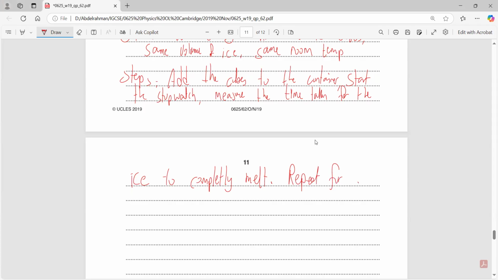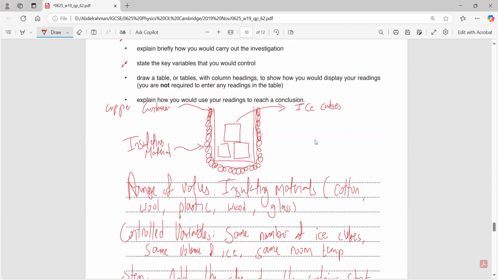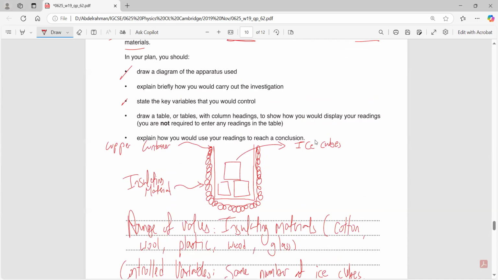For different insulating materials. Then for the table. So we've drawn the diagram. Should I add the thermometer? Yeah, you can if you want to. You can put the thermometer in the ice, for example. You're not actually measuring the temperature, but if you want to, you can put the thermometer as such. This is the thermometer.